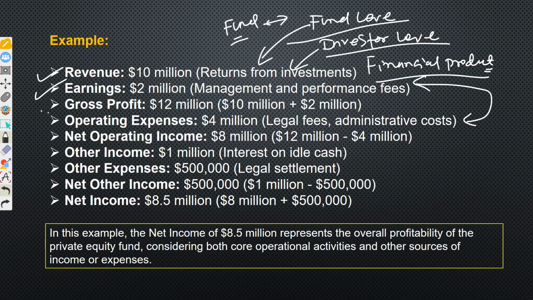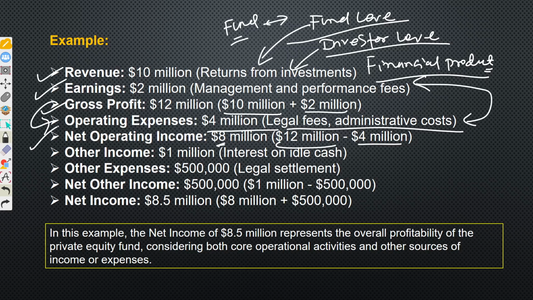All right. Gross profit, this is 10 million plus 2 million. Operating expenses: let's say you have other operating expenses like administrative costs, legal fees, fund manager salaries, rent, and fund accountant salaries. You can debit those from gross profit. After operating expenses, 12 million minus 4 million becomes 8 million. That becomes your net operating income.